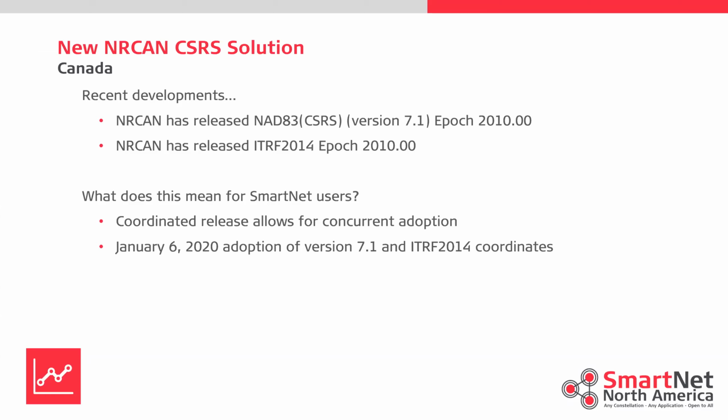We've asked Canada to provide us with 7.1, which will be their annual solution. Technically, that'll be released at the end of January for everybody else, but we're getting it just a smidge early so that we can coordinate a concurrent adoption both in the US and Canada. And we'll be doing this adoption of version 7.1 on January 6th as well.